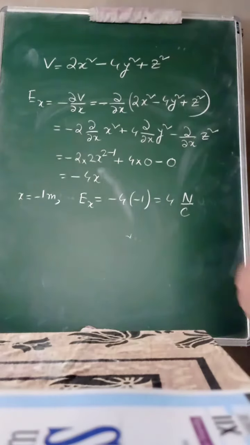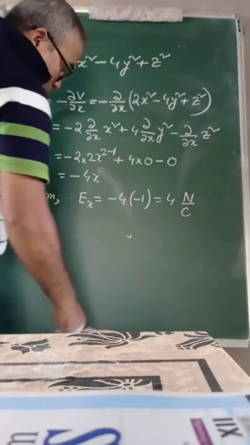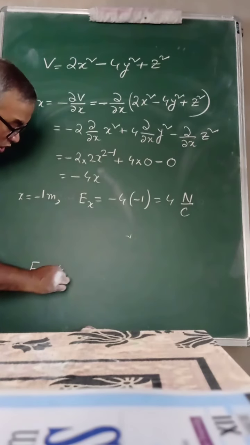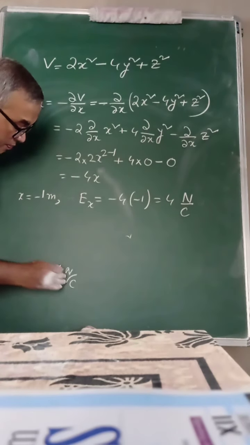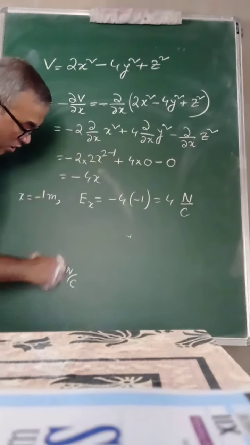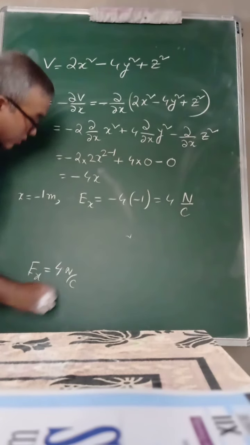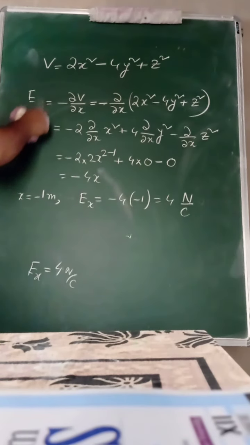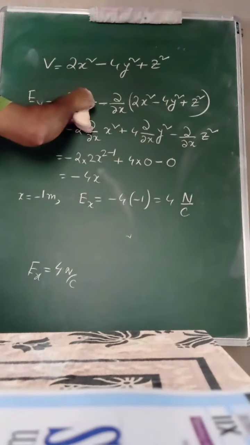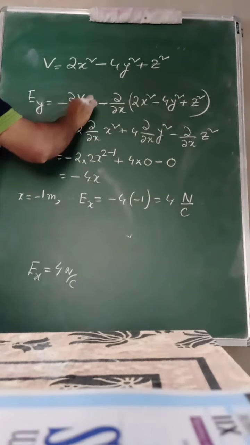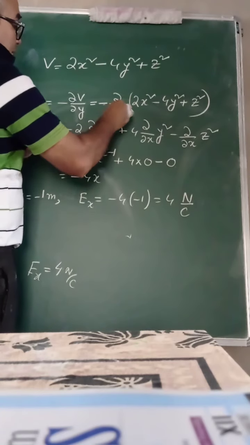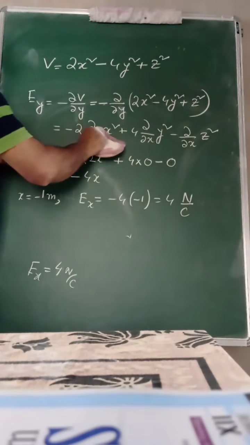So this is 4 Newton per coulomb. So we are getting Ex is equal to 4 Newton per coulomb. The value of Ex is equal to 4 Newton per coulomb. Now we have to calculate the y component of the electric field. For that, we have to differentiate the potential function with respect to y.